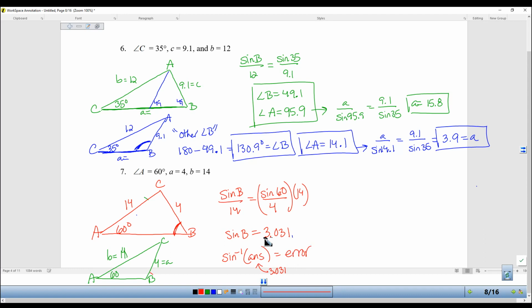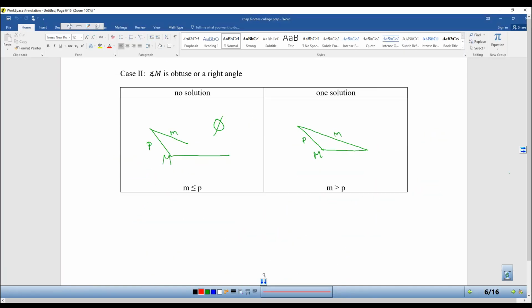But maybe you didn't even get that far. Maybe you were like, hold on, sine can't be equal to 3. Sine is only ever as high as 1. So why though? I was able to draw the triangle. Well, if this is 60 degrees and this is 14, 4 is just so short, it just doesn't even reach the other side. So whatever the length of the height of this is, it's bigger than 4. So it didn't even reach the other side. So it is possible for it to have no solution, even if at first you think you're going to have 2 solutions. And again, that's why I made this little chart here.